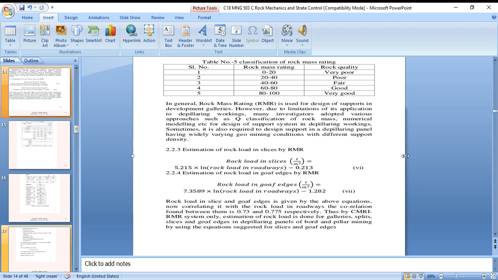GOF edge: this formula gives the rock load in the slice and goaf edges by the above equation. It is correlated with the rock load in the roadway. The correlation between them is 0.73 and 0.775. By CMR and RMR system, only estimation of workload in the turnover gallery, splits, slices, goaf edges, and depillaring panel of board and pillar mining is done by using the equation for slice and goaf edges.